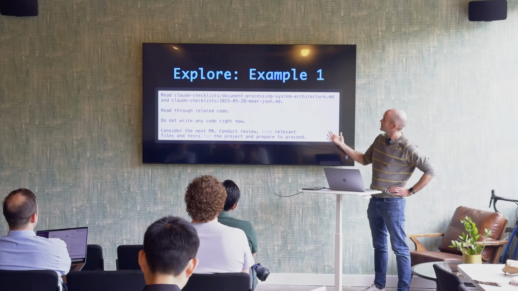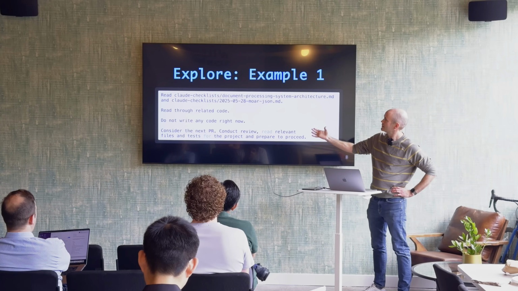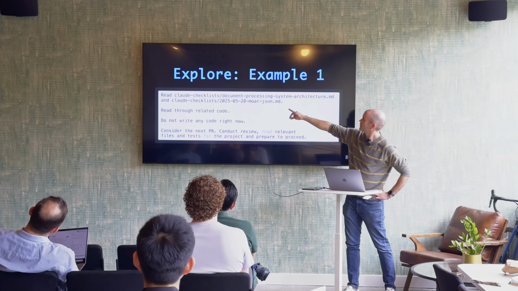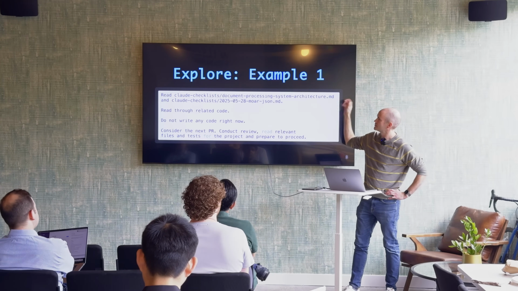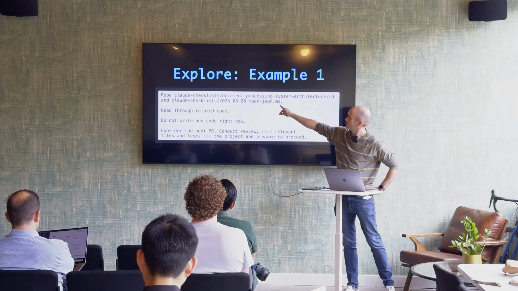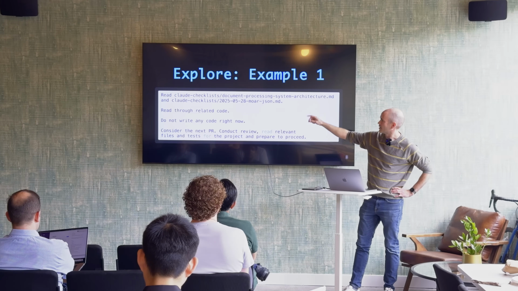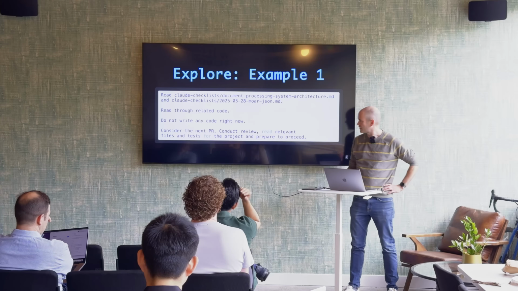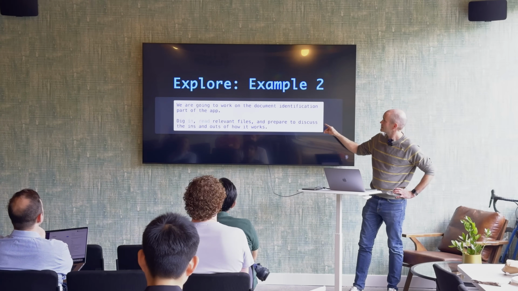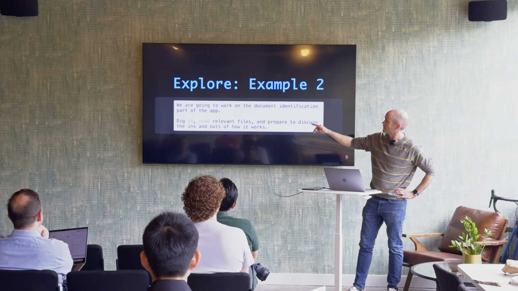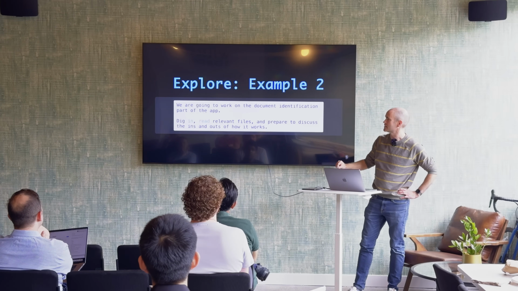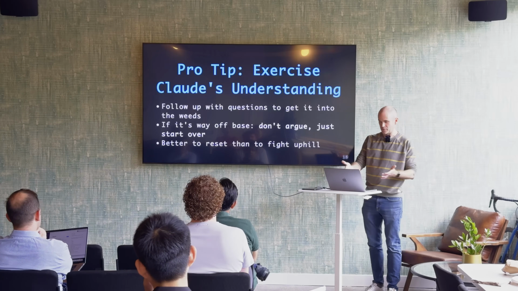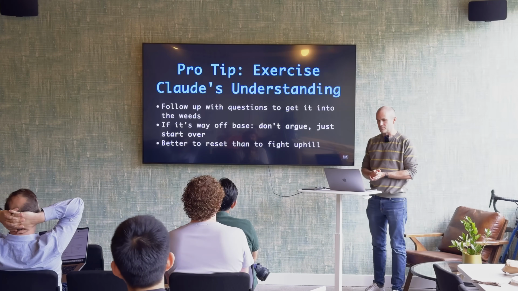So this is an example of just read. I make just markdown files. I have Claude write them. So talk about how our architecture works and then make a checklist of what we're working on. This is an old one, obviously. Don't write any code. This is maybe if you have a PR, consider the next one, review, read relevant. But I actually think this is a lot better. We're going to work on the document identification part of the app, dig in, read relevant files, prepare to discuss the ins and outs of how it works. So I can look right here, I don't have to look up there.